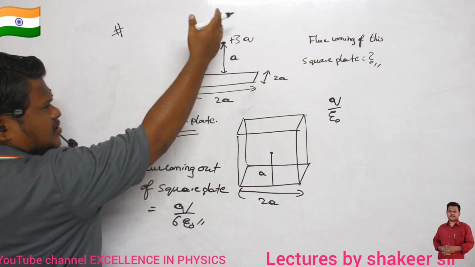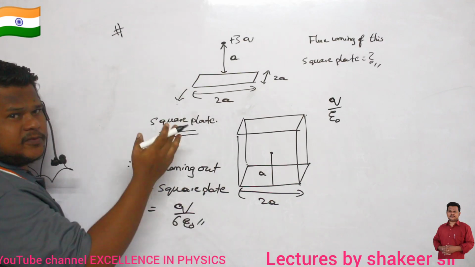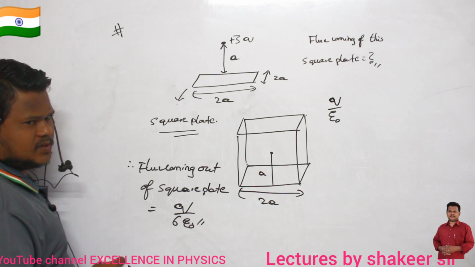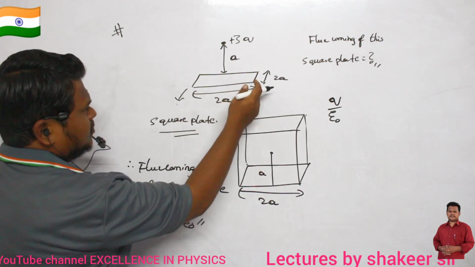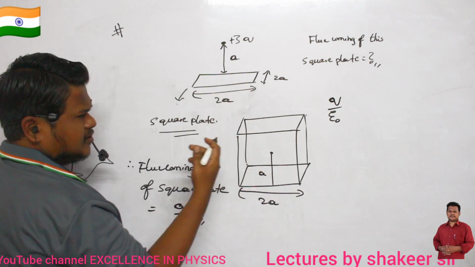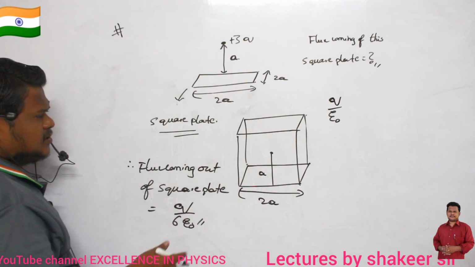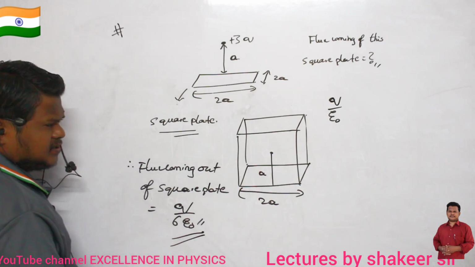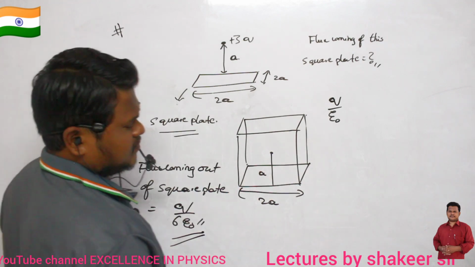So you have just not understood the symmetry here. If you had understood the symmetry, very easily you should have said the answer. If you place the remaining square plates around this plate, it will form a cube only, no? Total flux coming out of a cube is Q by epsilon naught. Then through one face it is Q by 6 epsilon naught. Okay? Make a note of this.